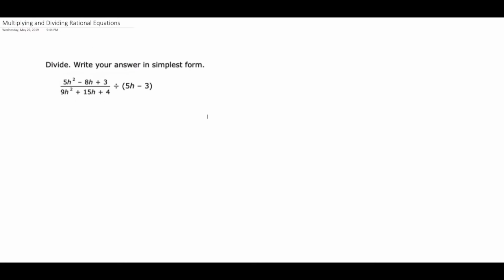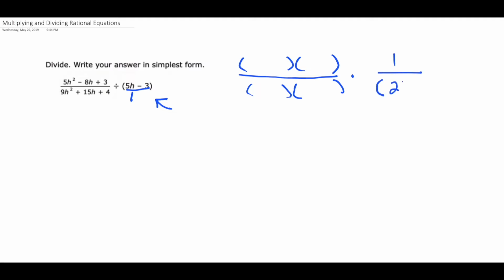All right, so with these types of problems, whether you're dividing or multiplying, you're usually going to end up with something like that, over something like that, and then times. In this case, you'll have to flip it. I'll flip it over here, so it'll be times the reciprocal of this right here. So 1 over, and then I'll just write like that.